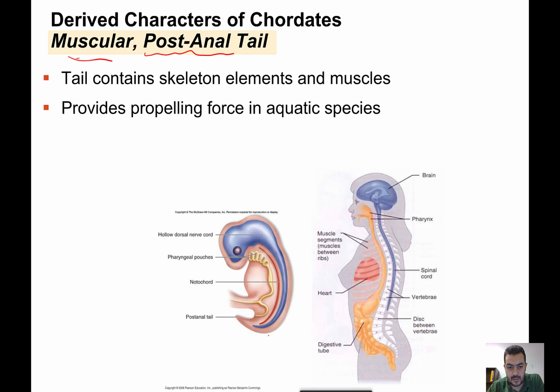So as you can see here, at early stages we had this post-anal tail, but it was dramatically reduced in size during later stages of development.